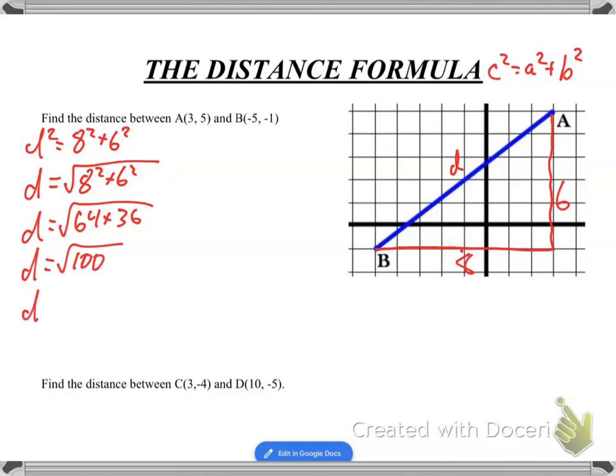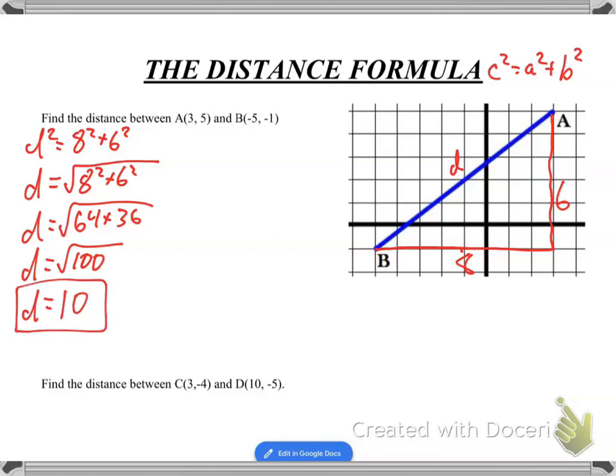Take the square root, and d is equal to technically positive 10 or negative 10, because if you remember, everything has two square roots, a positive and a negative. But since I'm just looking at distance, and distance can never be negative, I just want the positive 10. So the distance is positive 10.